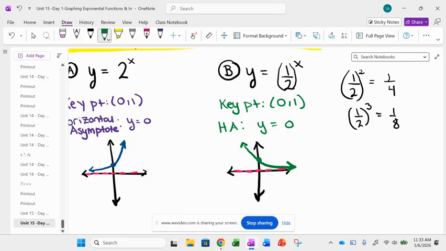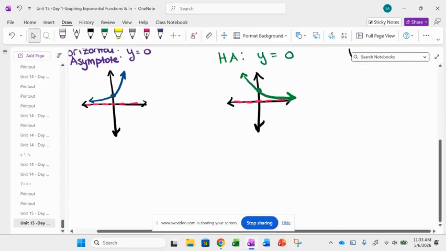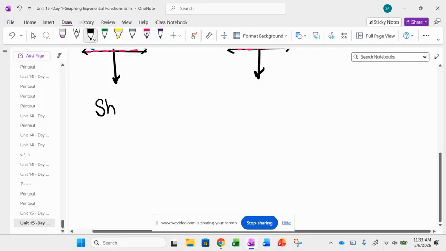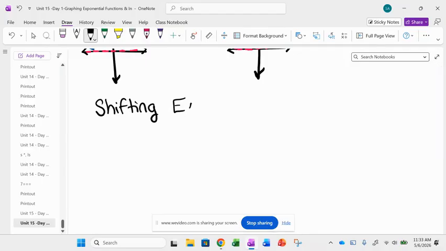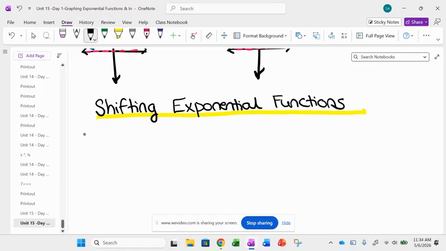Okay, so now what we're going to do is talk about shifting these parent graphs. So let's say my format for shifting is going to be y is equal to b to the x minus h, plus k. And I'm staying consistent with all of my other shifts. For every other shift, for all of the other conics and things that we were graphing, the h shifted what? The x, and the k shifted the y. So h was our horizontal shift, k was our vertical shift, right? So this absolutely does the same thing.